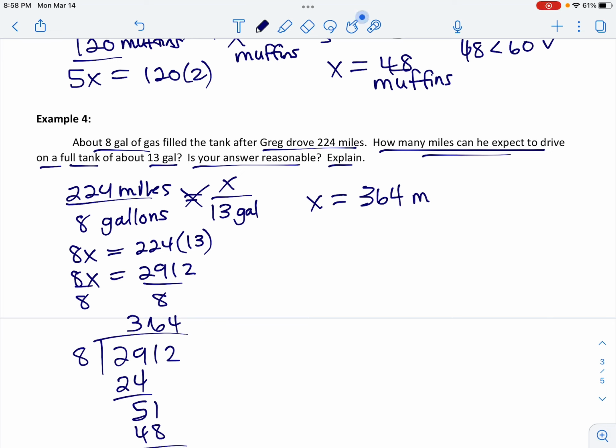So that is miles. So how many miles we can go? 364 miles. Is your answer reasonable? So we can say, yes, my answer is reasonable because 13 is not quite double the amount of gallons. And 448 would be double miles. So 364 is less than 448. So it does make sense.